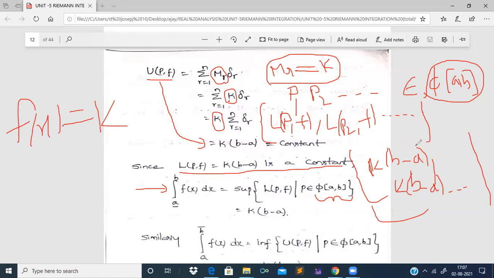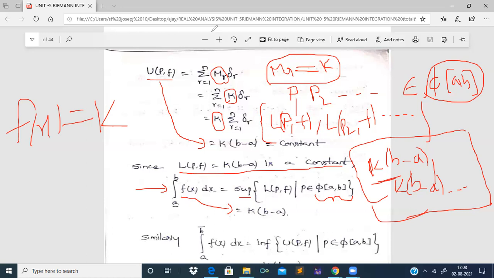That means in this set of all lower Darboux sums, only one value will be left over. It is k into b minus a. So of all these lower Darboux sums, the supremum value is k into b minus a. That is what we have written here. So the supremum of all Darboux sums for every partition of the family of partitions of closed interval a comma b is equal to k into b minus a. Therefore, the lower Riemann integral of this constant function f of x dx is equal to k into b minus a.